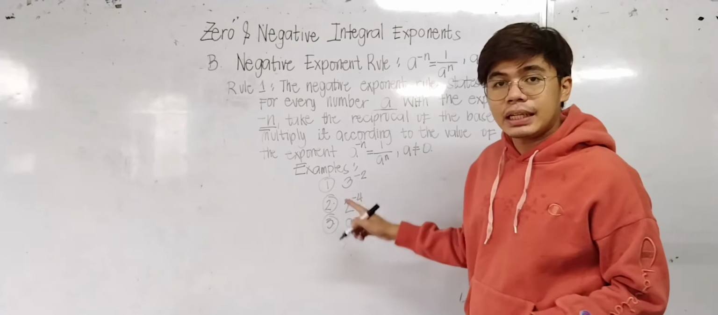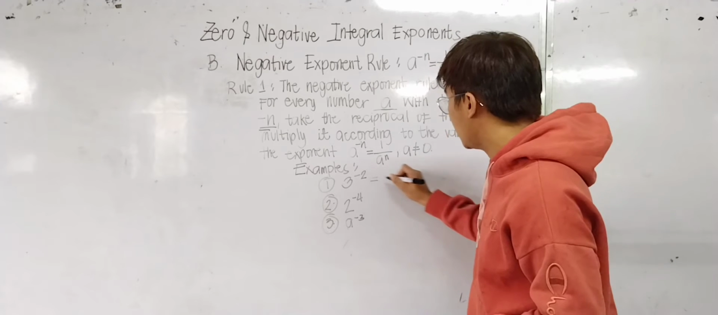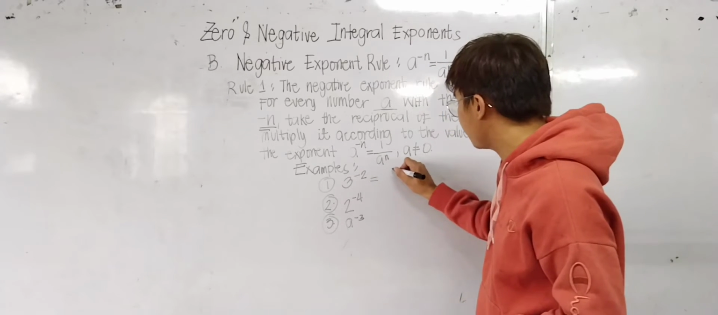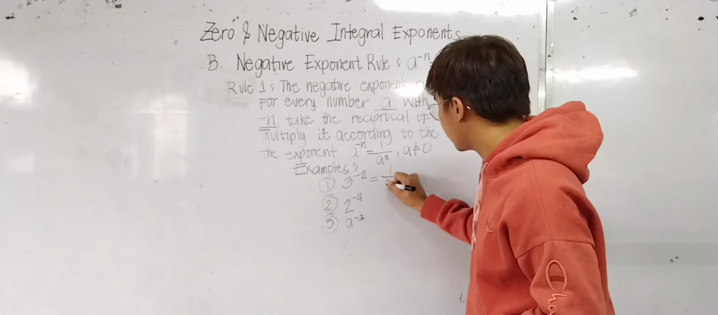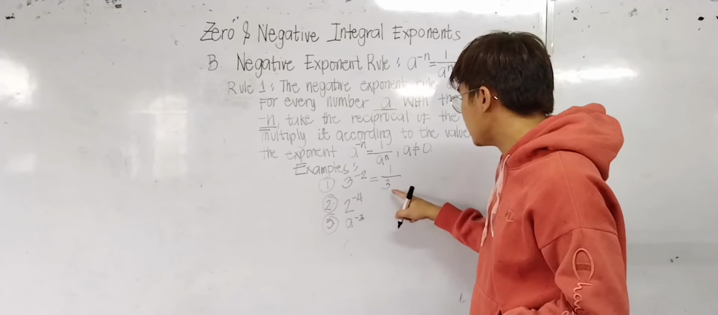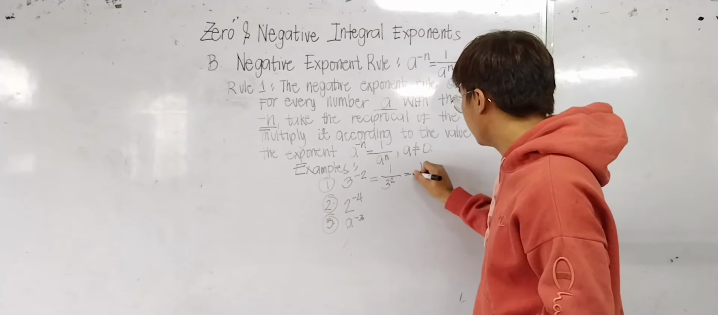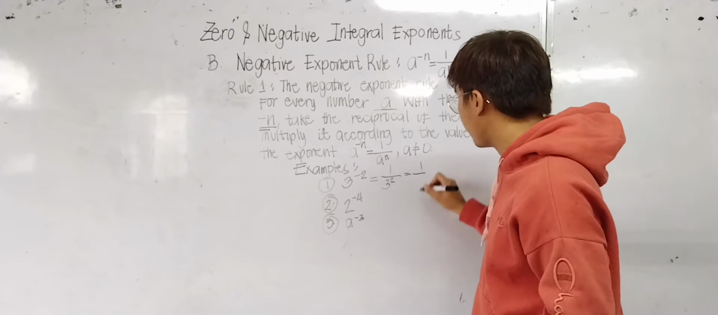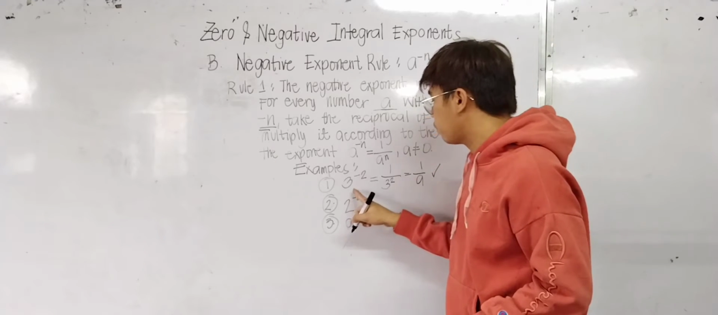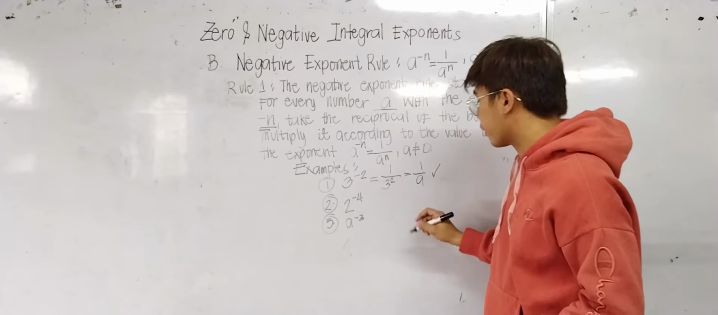So we have here 3 raised to negative 2. We will find first the reciprocal of 3 raised to negative 2. So we have 1 over 3. Then the negative exponent, we will now change that into positive. So simplify. So we have 1 over 3 squared, 3 times 3, we have 9. So the answer for 3 raised to negative 2 is 1 over 9.